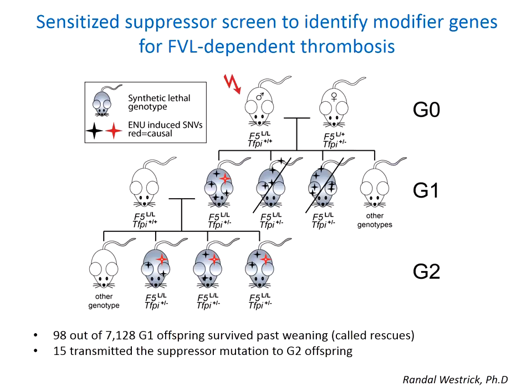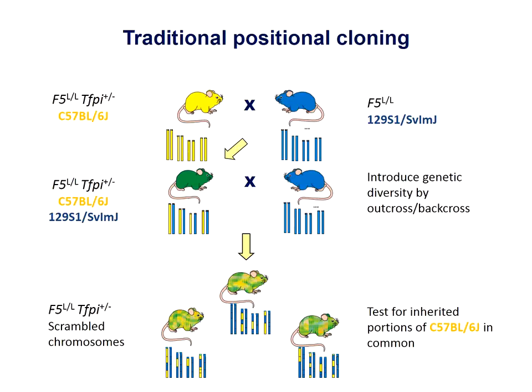This was fairly heroic work of Randy Westrick, who was a grad student and postdoc at the time and is now an assistant professor at Oakland University in Michigan. Randy went through over 7,000 mice and found about 100 mice that had survived with this lethal phenotype. We then did what geneticists do, or used to do in ancient times, say 3 or 4 years ago, before the advent of some of the modern technology I'm going to tell you about.